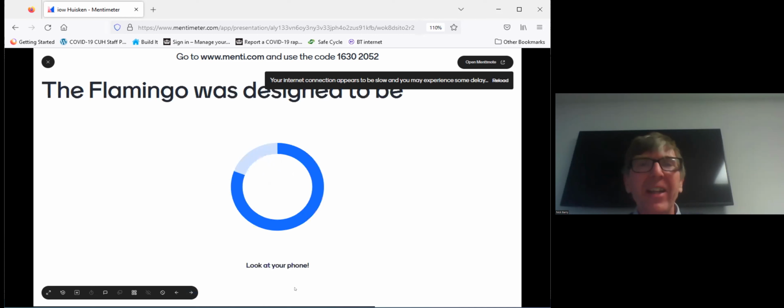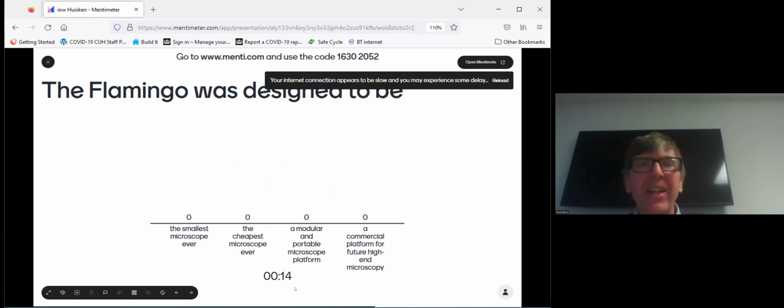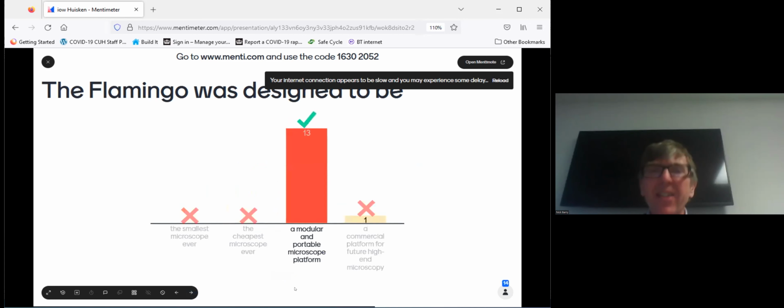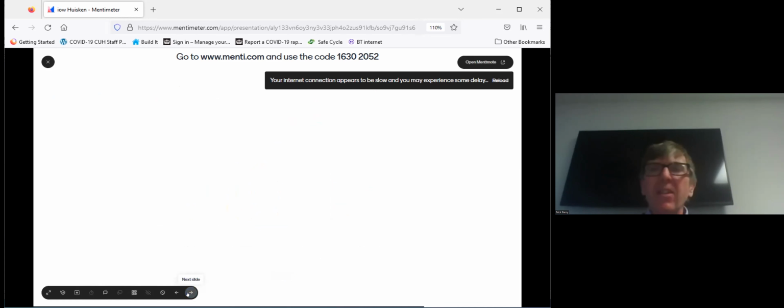The Flamingo was designed to be what? A modular and portable microscope platform. Well, I think we got the message loud and clear on this one. So, 13 answers on the modular and portable platform. Okay, let's see where we go with this.